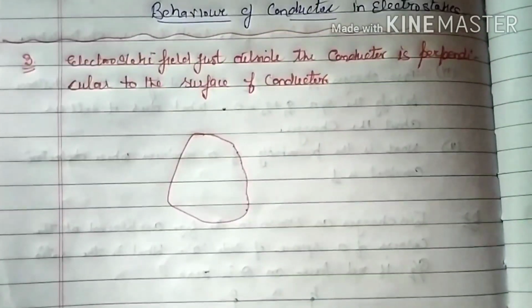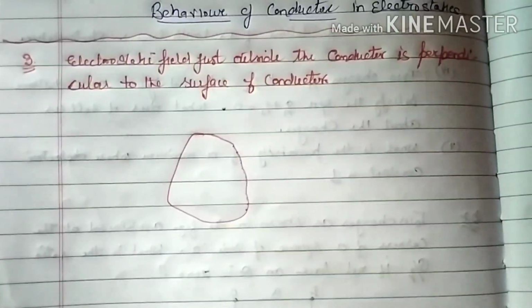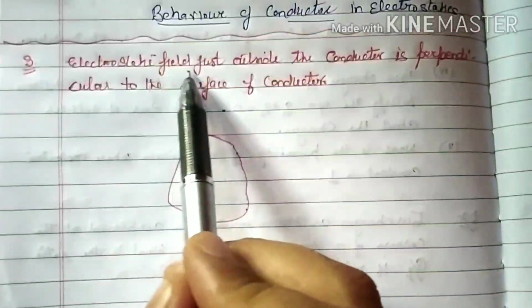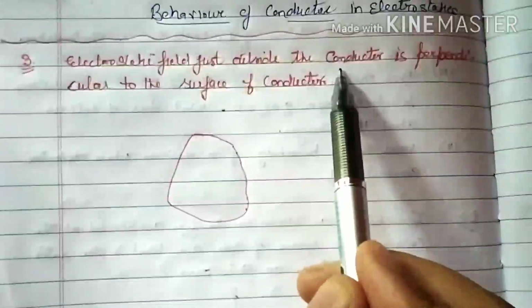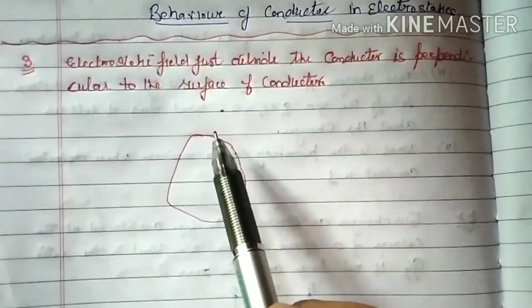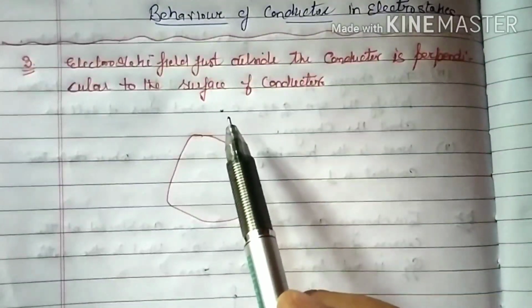Now, hello, welcome to our next point on the behavior of a conductor in electrostatics. The electrostatic field just outside the conductor is perpendicular to the surface of the conductor. Meaning, the electric field is always perpendicular to the surface. This we have to prove now.